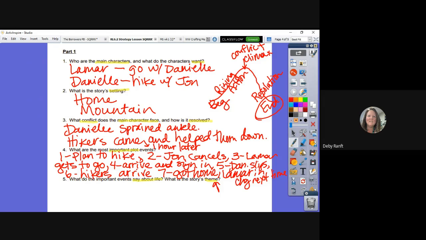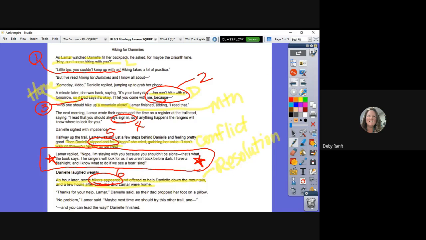So if it were me, I would be talking about this paragraph. And my theme would be, don't underestimate little brothers.